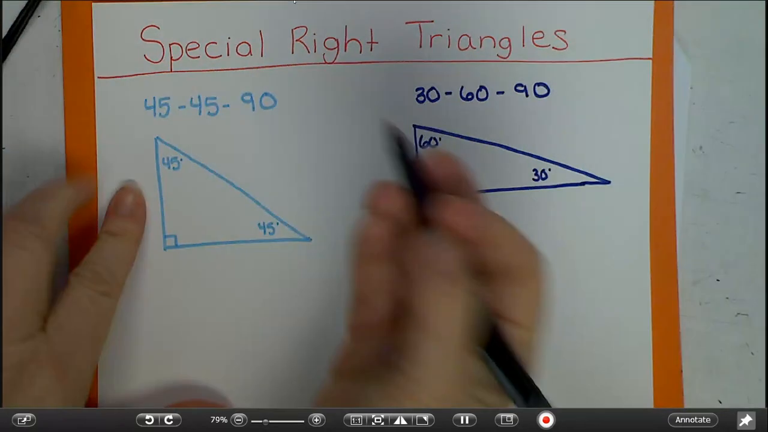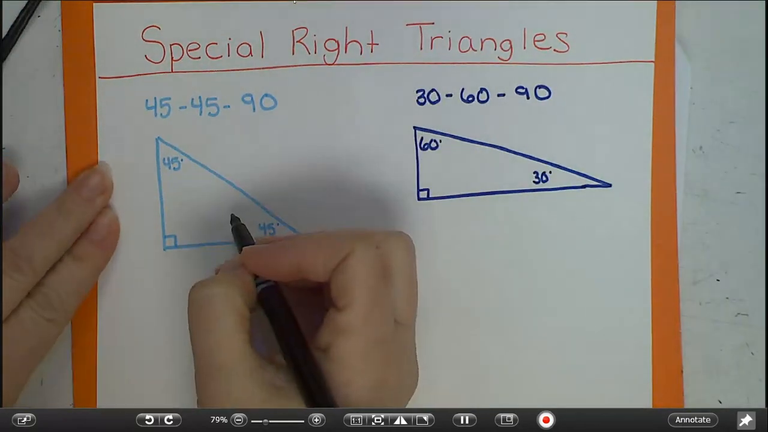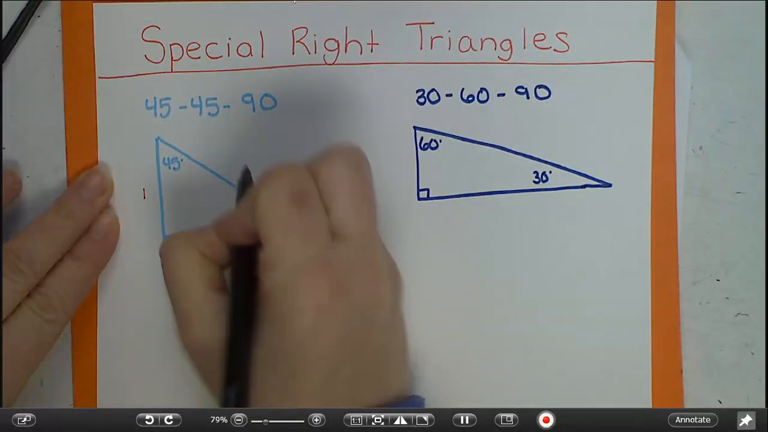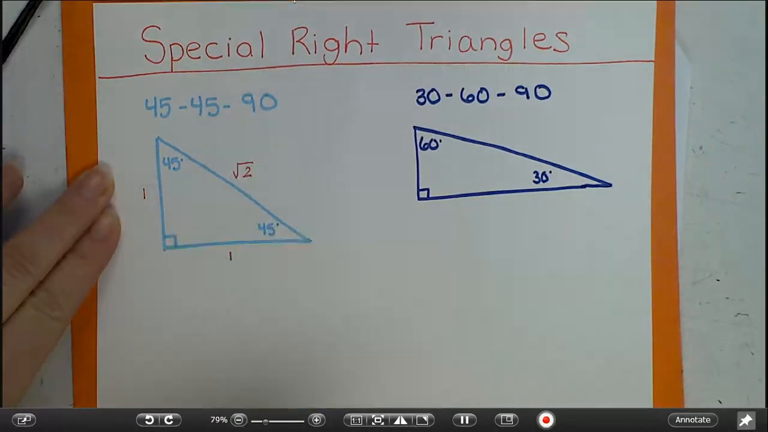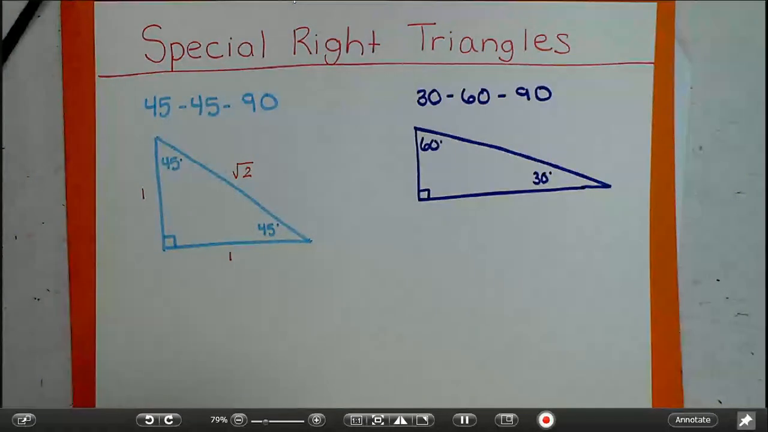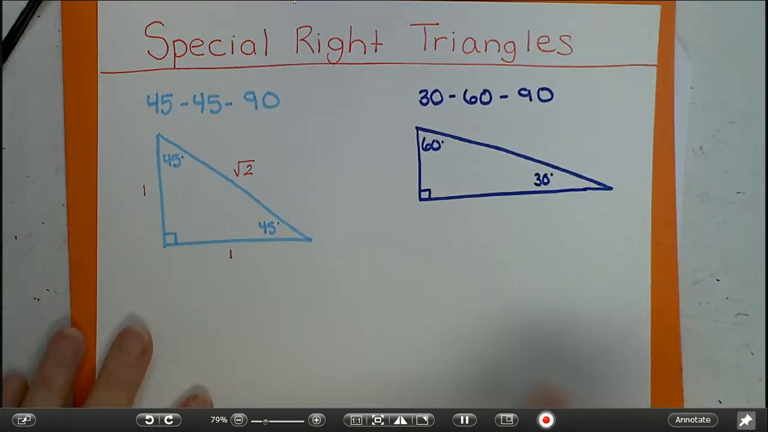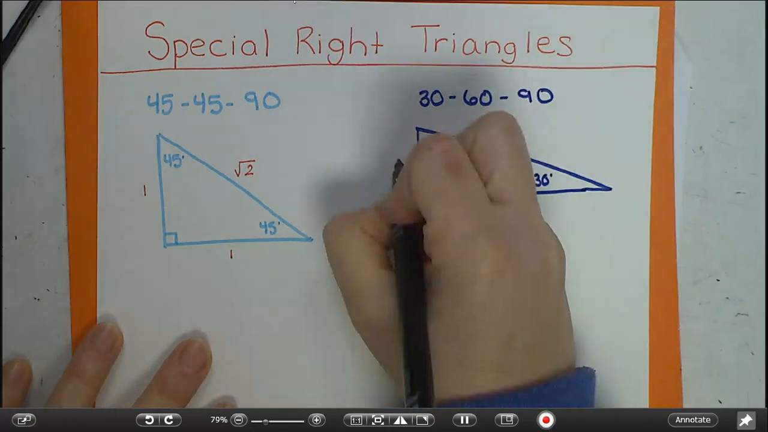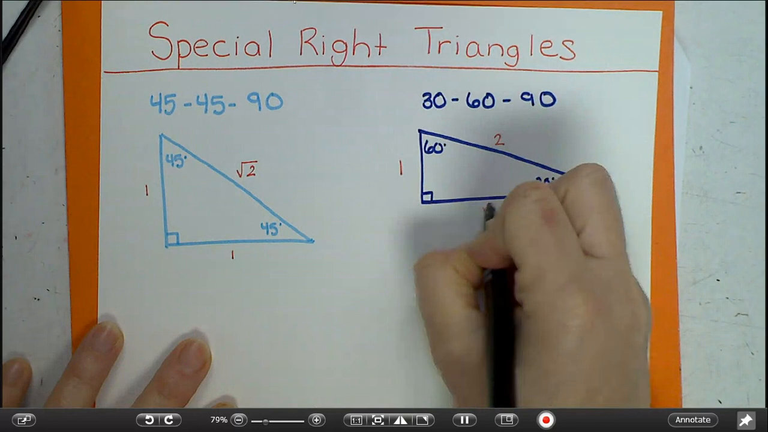All right, so the ratio of the sides in 45, 45, 90 are 1, 1, and the square root of 2. Sometimes I say 1, 1, 1 root 2. That rhythm just helps me somehow know what to do when it's kind of a straightforward case. When you're talking about a 30, 60, 90, the ratio of the sides is 1, 2, square root 3.